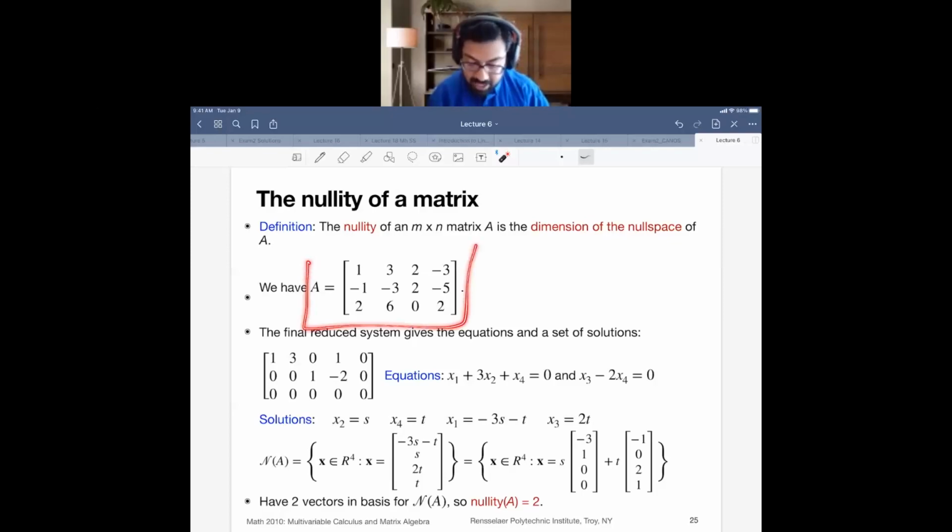So if you have the same A that we have been seeing as an example, you do the row reductions and get the final reduced form of AX equals 0, the homogeneous set of equations. The solutions will be those, and the null space can be written as S times this basis vector plus T times this basis vector. So you have essentially two basis vectors in the null space of A, which makes the nullity of A equal to 2.